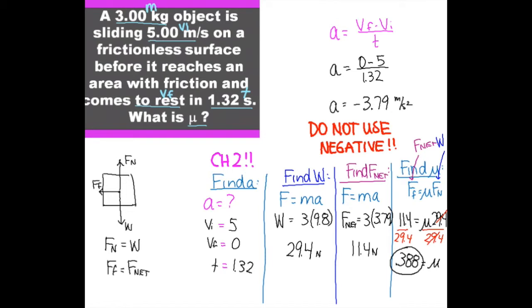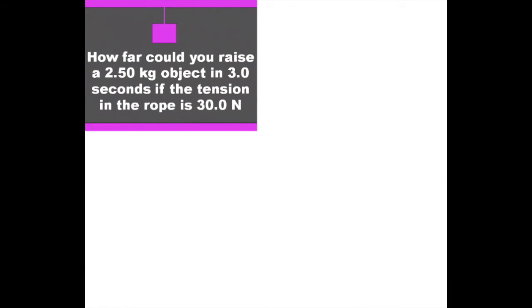So I hope you got 0.388. And remember, coefficient of friction does not have any unit. One more example. How far could you raise a 2.5 kilogram object in 3 seconds if the tension on the rope is 30 newtons? So you're accelerating this thing up.